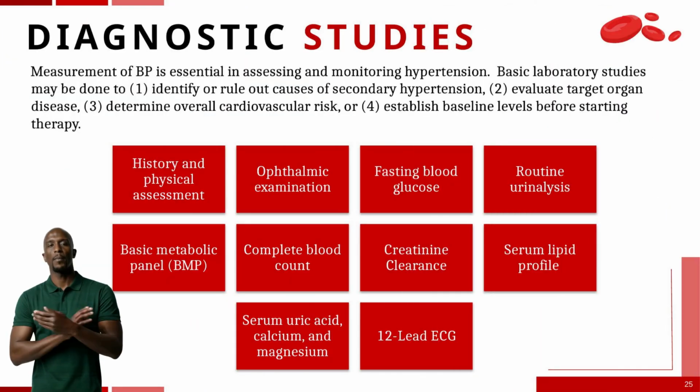Diagnostic studies for hypertension include history and physical assessment, ophthalmic examination, and fasting blood glucose. Routine urinalysis, basic metabolic panel, and complete blood count are crucial. Creatinine clearance, serum lipid profile, and 12-lead electrocardiogram help evaluate cardiovascular risk and target organ disease, while blood pressure measurement is essential for monitoring.